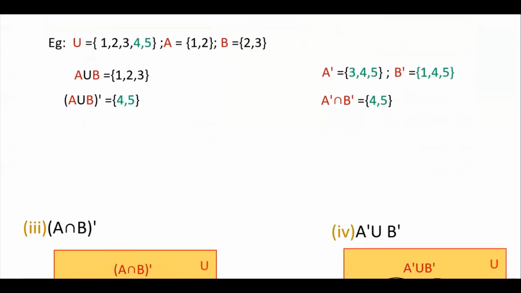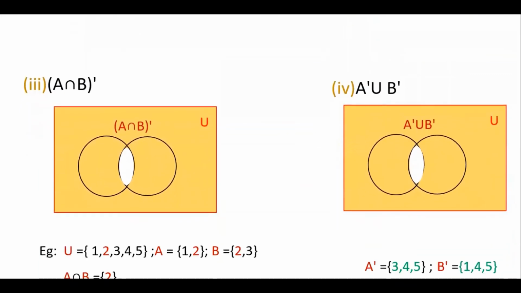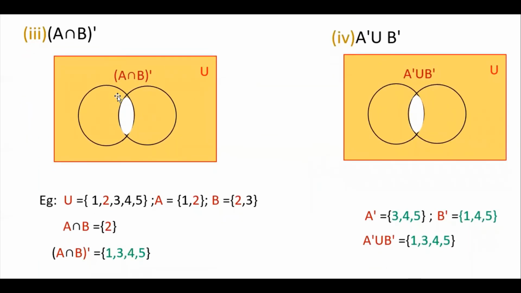And the next one is the complement of A intersection B. First find A intersection B. So this is A and this is B. So A intersection B is this part, the common elements of A and B. If you exclude this part, the remaining everything is the complement of A intersection B, because you have to exclude A intersection B from the universal set. So you have to exclude only this part.